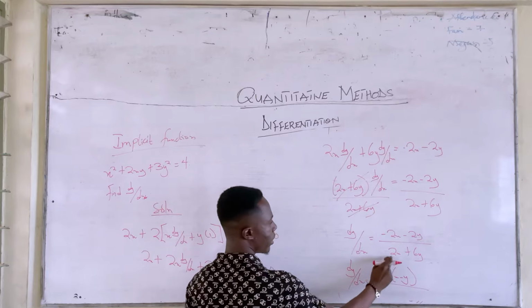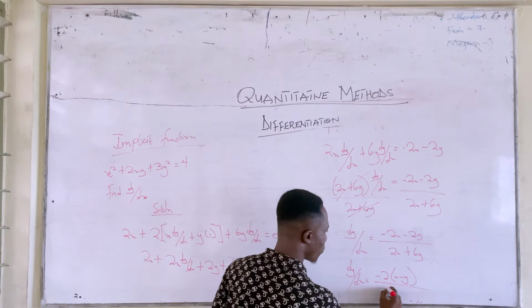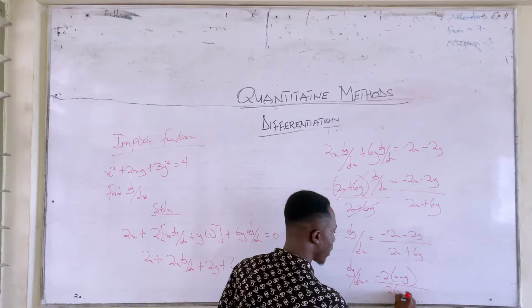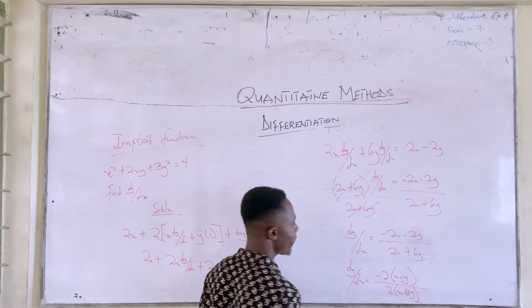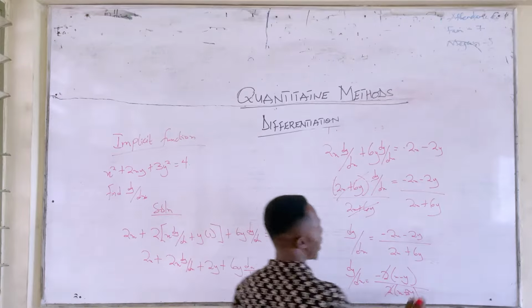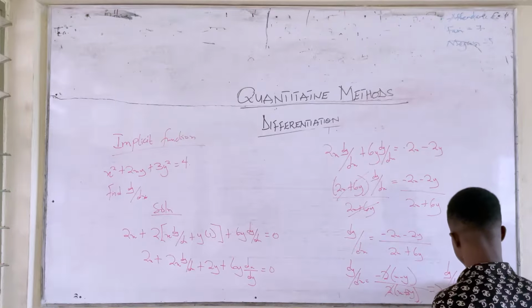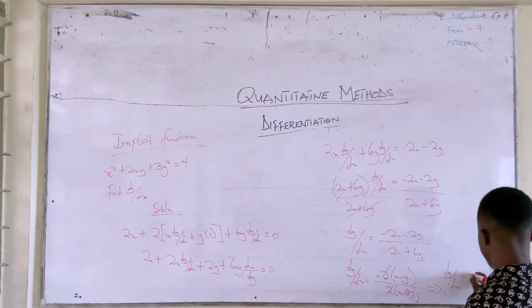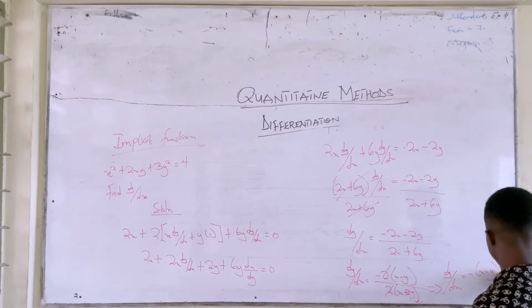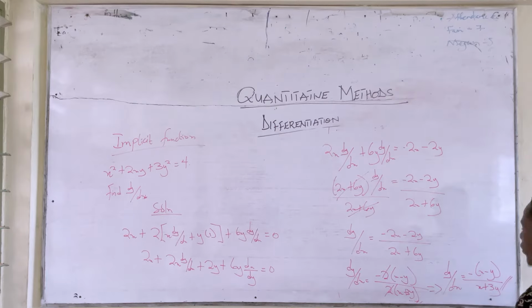Then you come down here. 2 goes into 6, so 2 is a factor of 6. So you say 2 into bracket x plus, sorry, x plus 3y. So this one cancels out this. And you can see your dy dx is equal to, the negative is still here, so negative x minus y over x plus 3y. Okay, so this is your final answer.